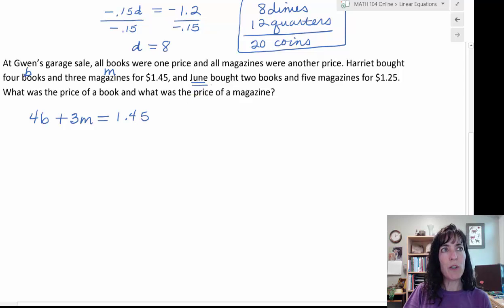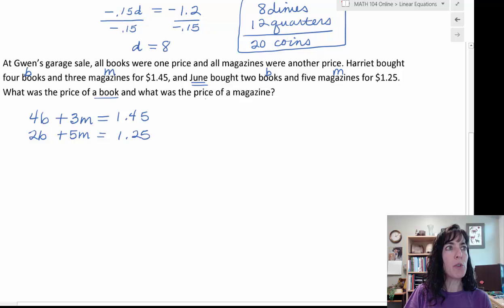Well, June went to this garage sale as well. She bought 2 books, and there's a B again, and 5 magazines. There's the M again for $1.25. So we can make an equation for June as well. She had 2 books plus 5 magazines, and she was charged $1.25.